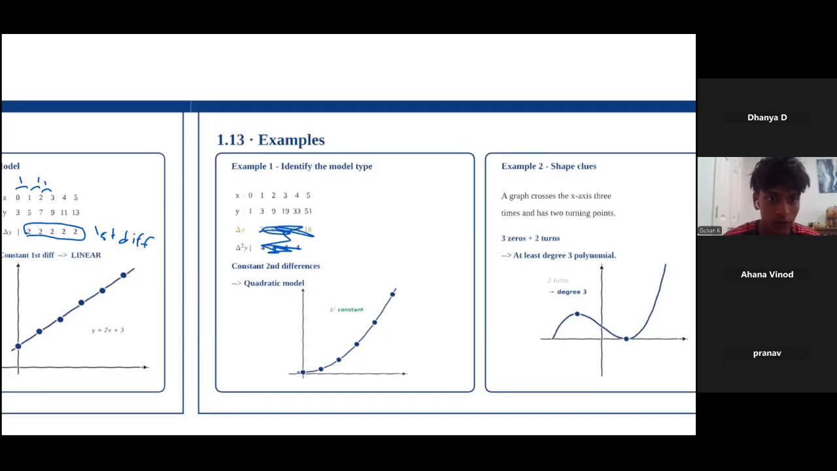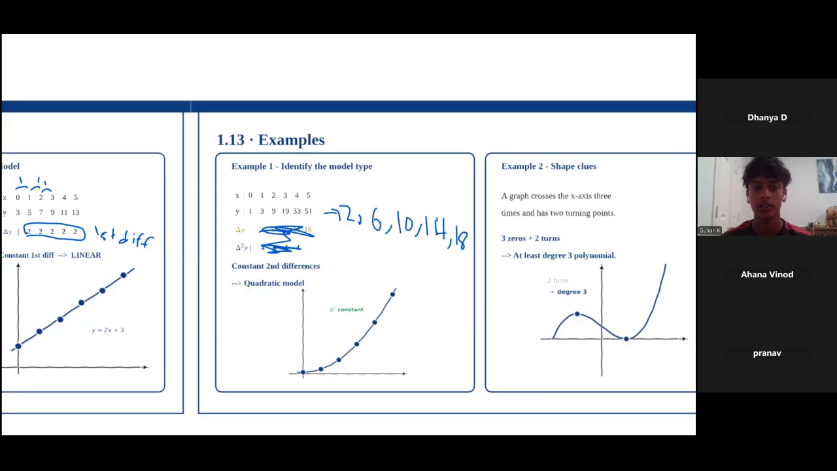Okay, so first of all, let's check the x increases by 1, 1, 1, 1. Okay, the x seems to have equal differences. So now let's look at the y. 3 minus 1, I'm just going to write down the differences now, right? 3 minus 1 is 2, comma, and then 9 minus 3 is 6, comma, 10, comma, 14, because 33 minus 19 is 14, and 51 minus 33 is 18.